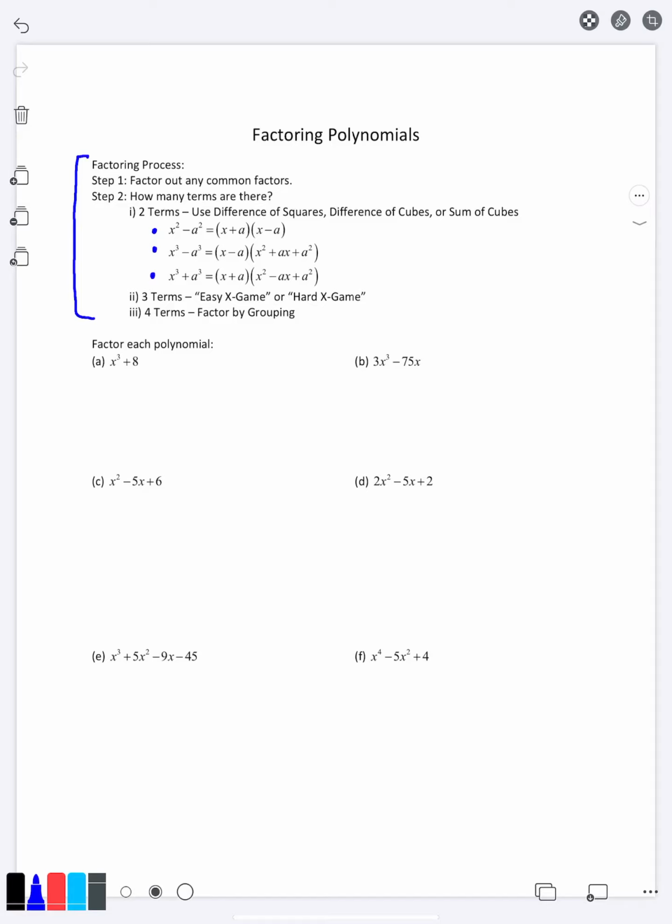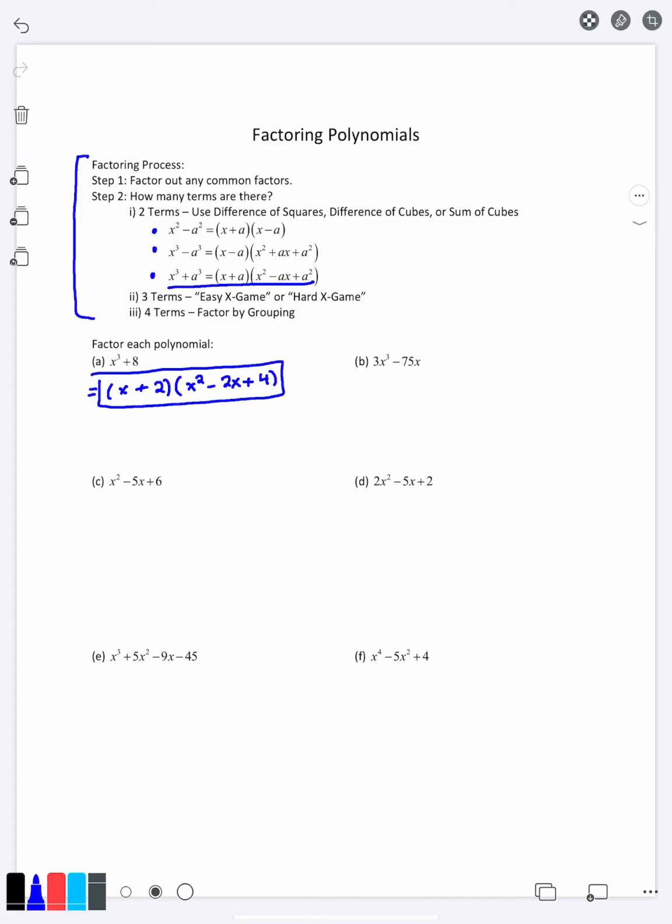So based on this formula right here, we would start with x plus, and then it's whatever number you have to cube to get 8, and since 2 cubed is 8, it would be x plus 2. And then it's going to be x squared minus 2 times x plus 2 squared, which is 4, and that is the factoring. Now, if you don't know your sum of cubes formula, you pretty much are just stopped there.